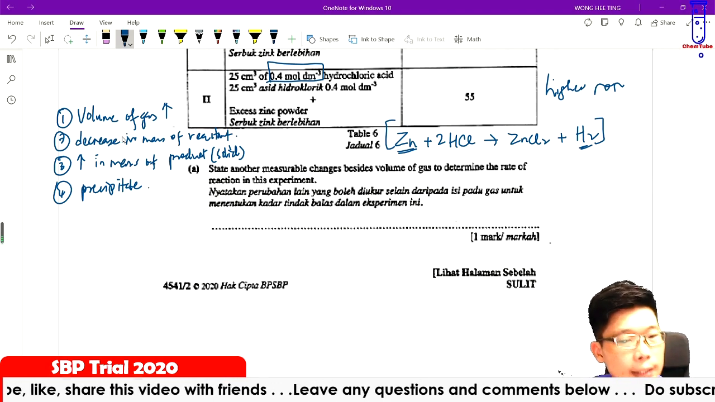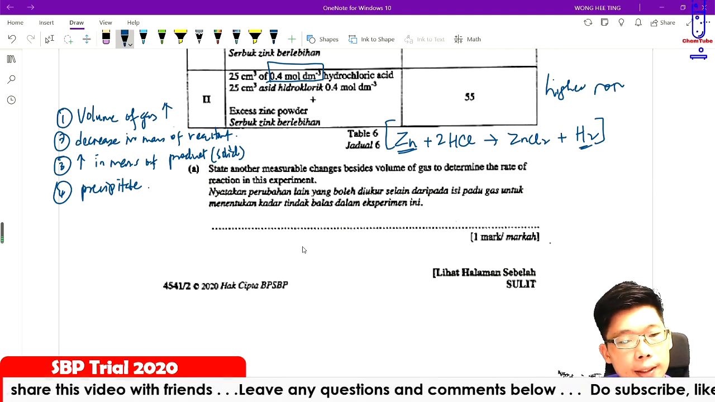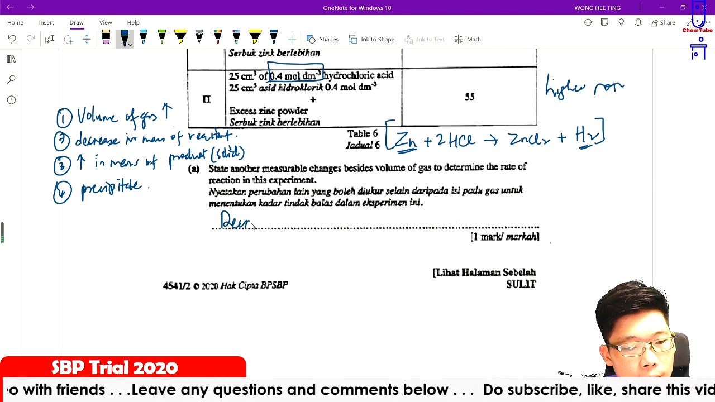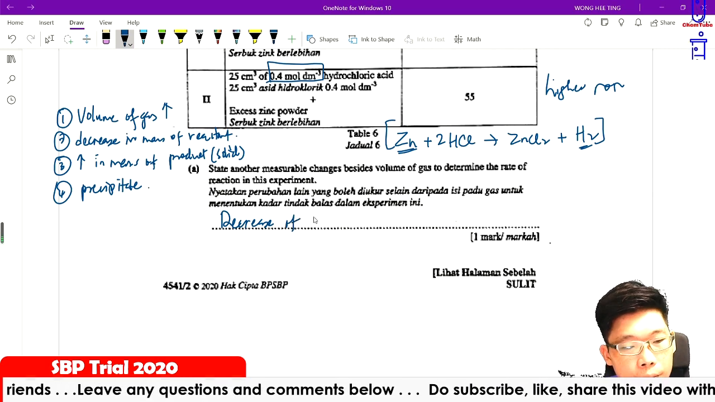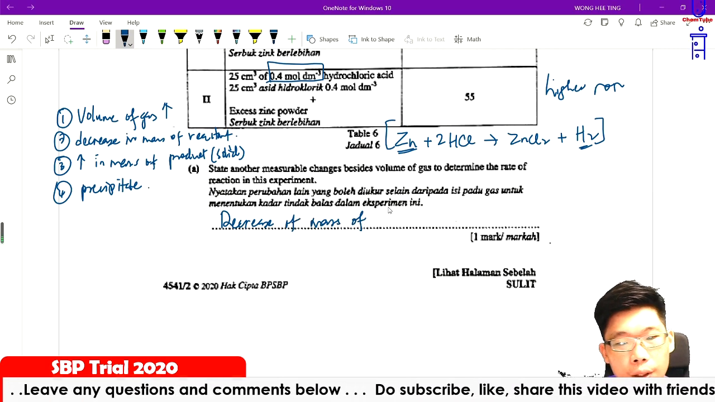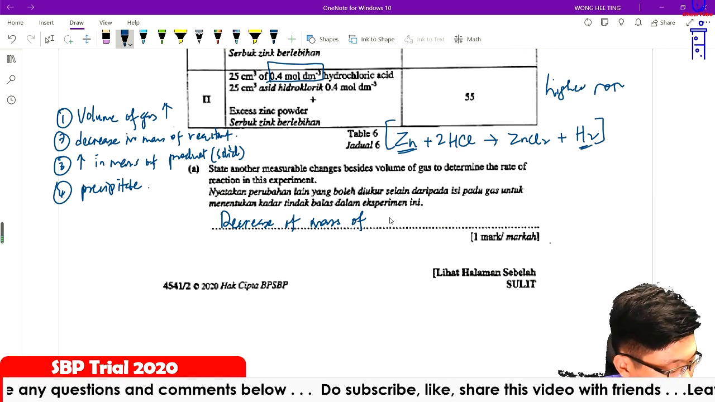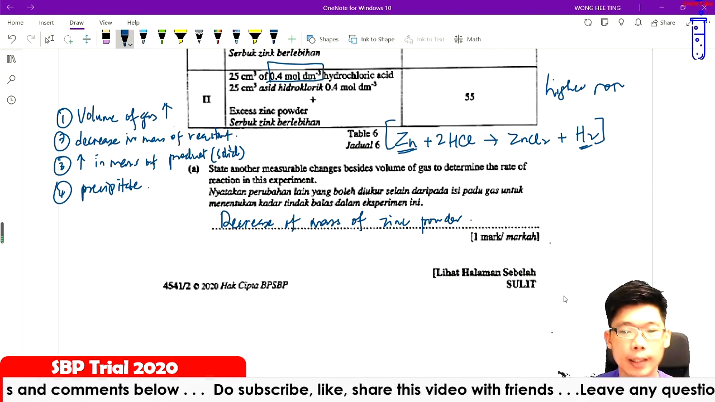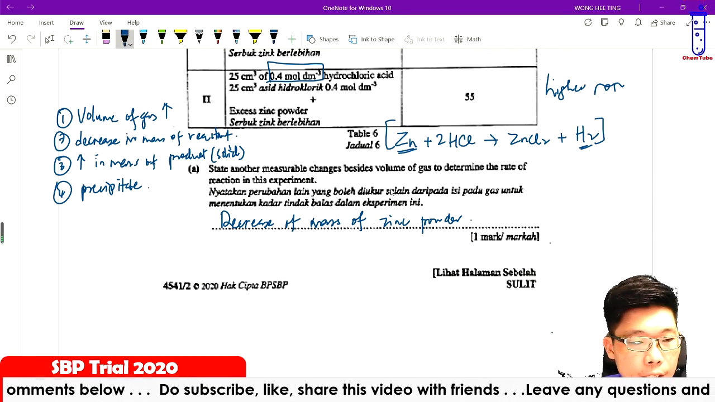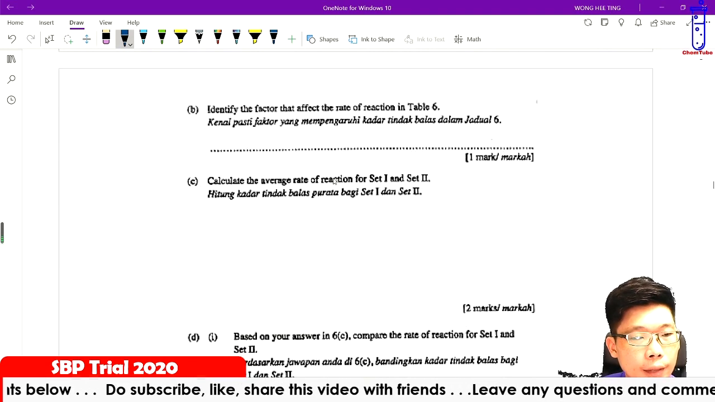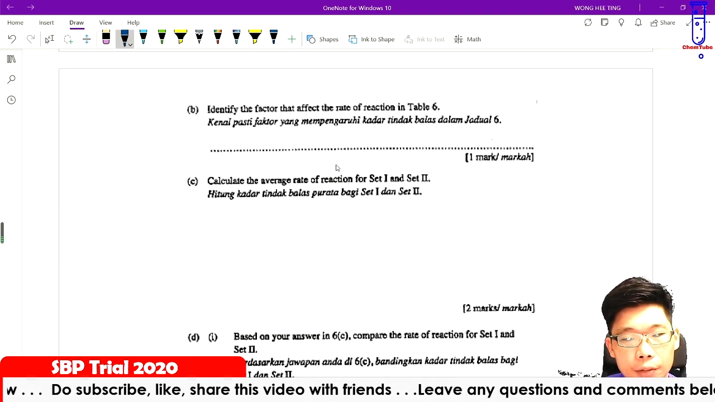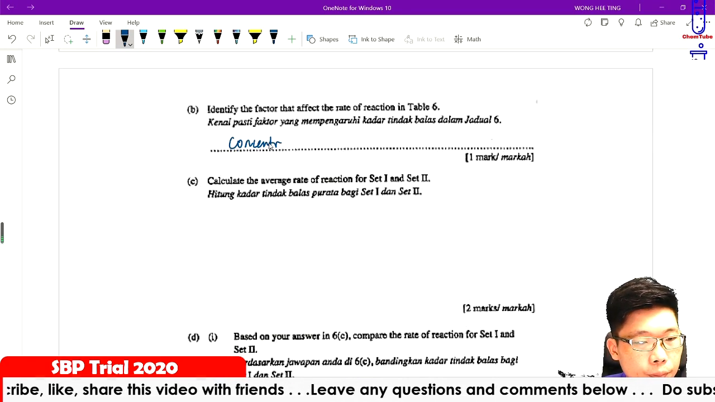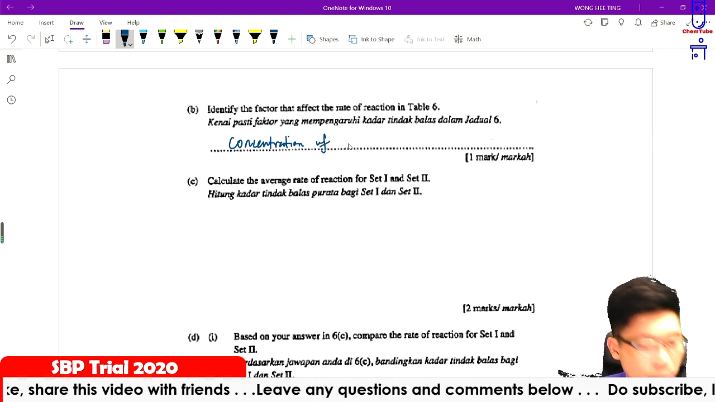So actually in this case we can use the first and second method. Meaning that we can use the decrease of mass of reactants, or zinc powder, and over the time we can determine the rate of reaction. Next, identify the factors that affect the rate of reaction. Just now we mentioned already, it is the concentration of hydrogen ions.